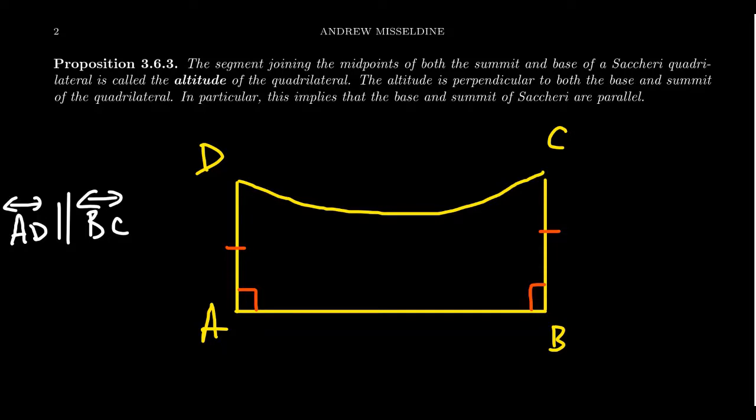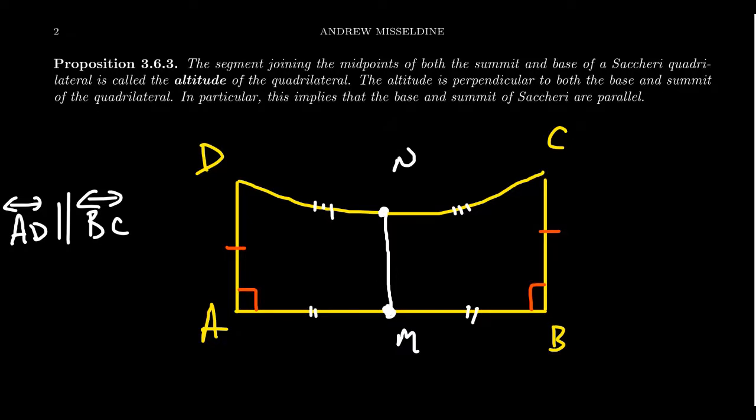Now, what we're going to do here is take the midpoint of the base. Let's call it M, and we'll introduce that label here. Then we'll take the midpoint of the summit, which we'll call N, and take the line segment that connects these two points together. These are midpoints, so M cuts in half the base, AM is congruent to BM, and the point N is the midpoint of the summit, so that DN is congruent to NC. So that's what we mean by the altitude in this situation.